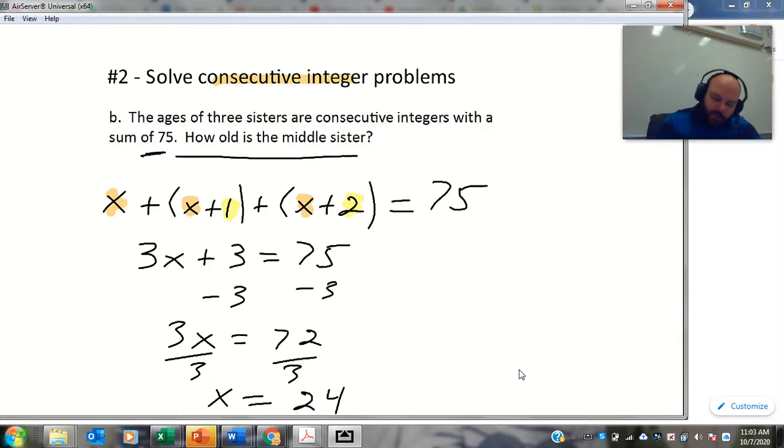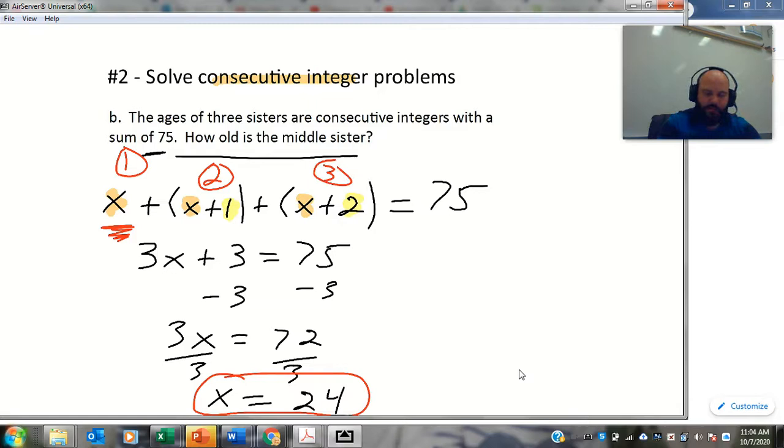Now, we've got to be careful here. This says x is 24. Remember what x is, though. X would be the age of the first sister, because there's 3. This is the first sister. This is the second sister. This is the third sister. They want to know how old the middle sister is. So that is number 2.